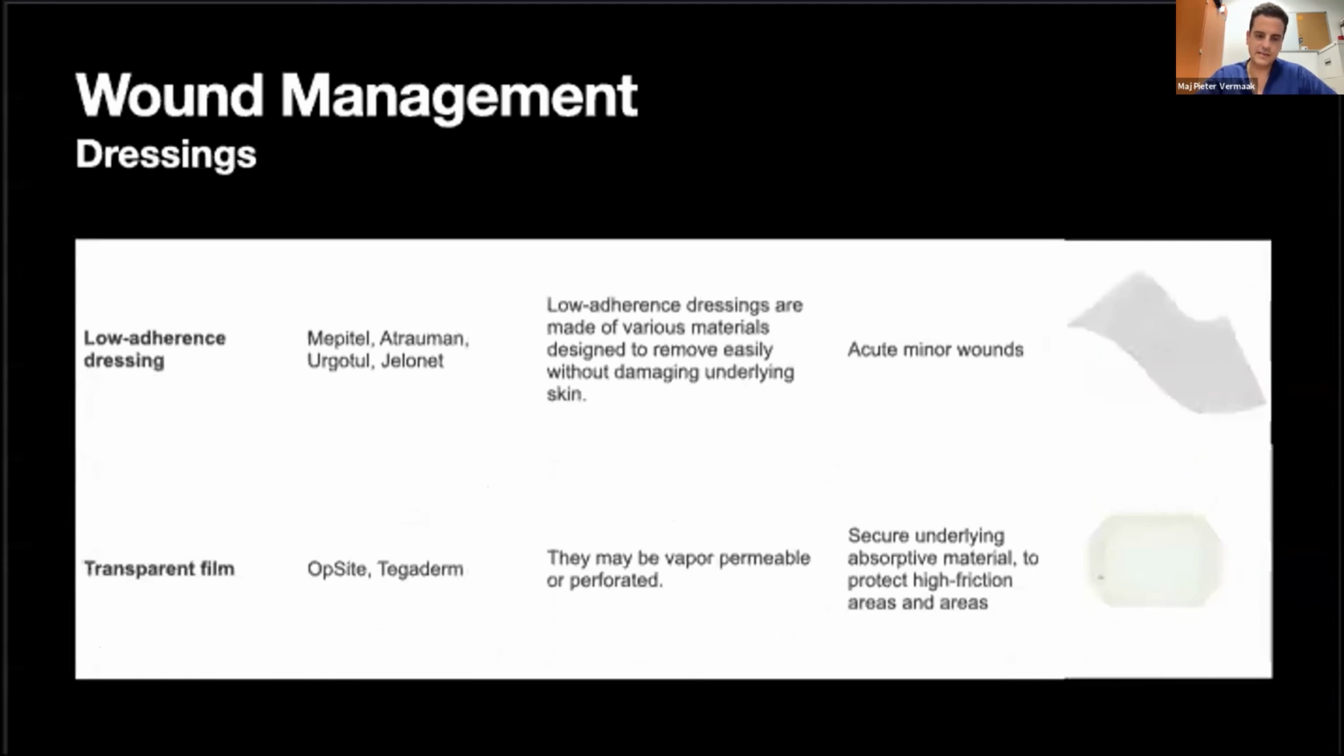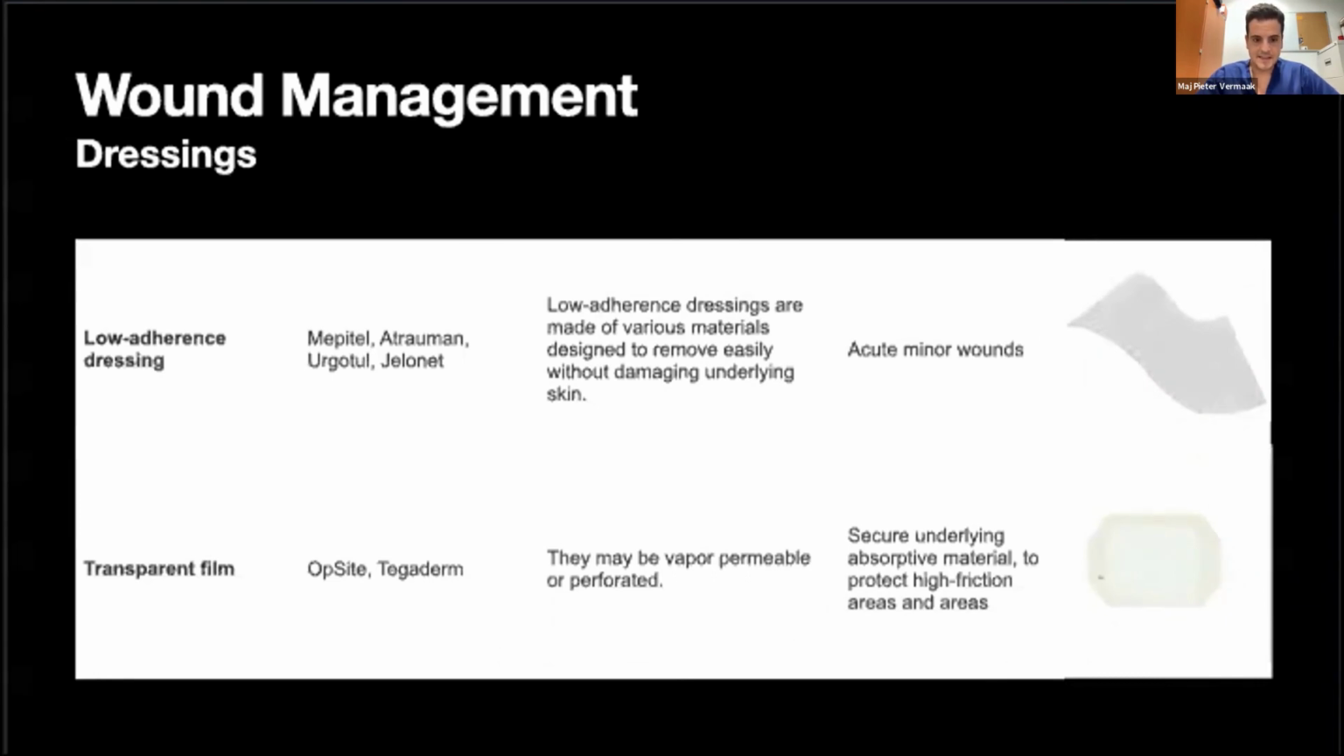Low adherent dressings, so that'll be anything that doesn't stick to the wound. Mepitel, Atrauman, Ergotol, Gelinet, you'll have these in the hospitals, and their pure function is just to make sure that the absorptive bit of the dressing, so the gauze or whatever you're going to put on, doesn't stick to the wound and cause pain when you take it off. And then lastly, transparent films, so like Opsites, Tegaderms, the stuff you stick Venflons down with, things to hold your absorptive dressing down. Lots of utility to them.